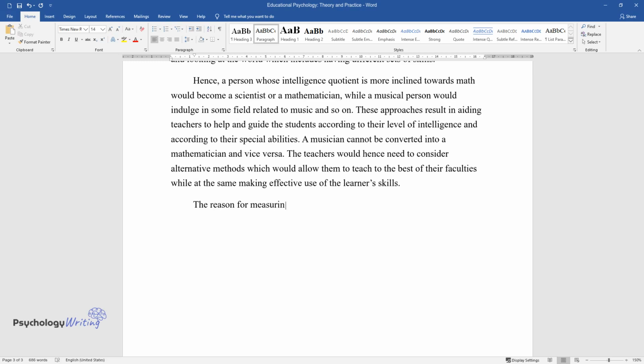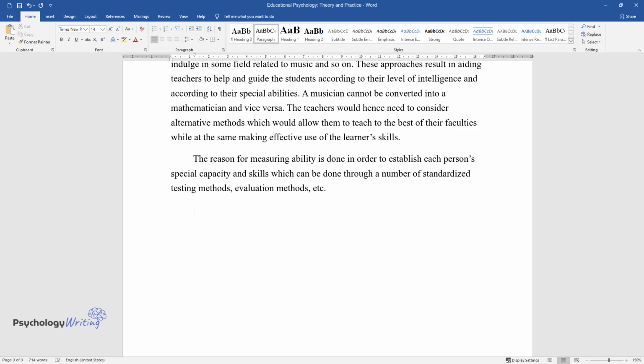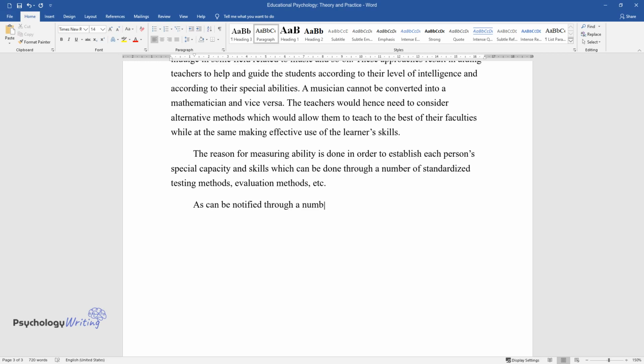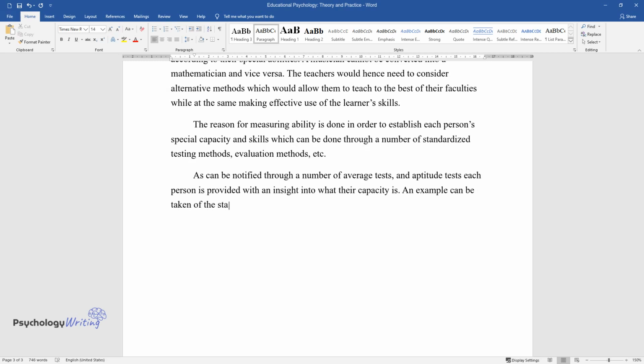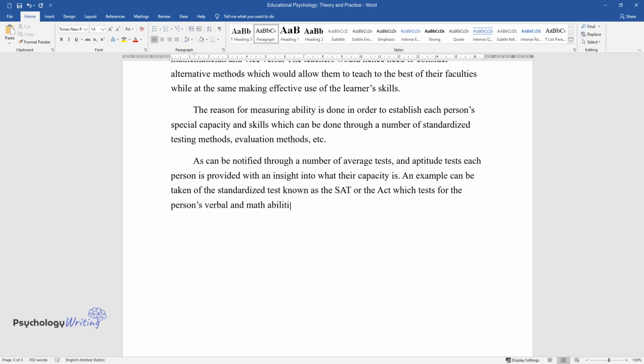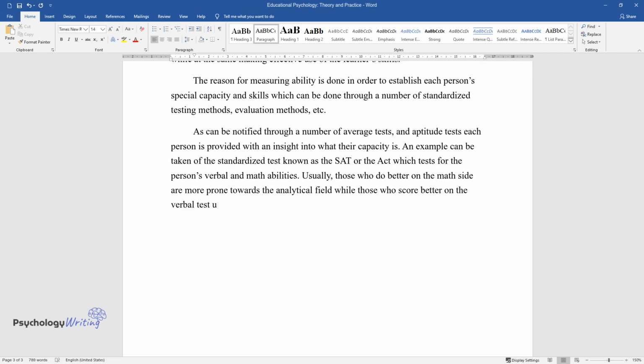The reason for measuring ability is done in order to establish each person's special capacity and skills, which can be done through a number of standardized testing methods, evaluation methods, etc. As can be noted through a number of average tests and aptitude tests, each person is provided with an insight into what their capacity is. An example can be taken of the standardized test known as the SAT or the ACT, which tests for the person's verbal and math abilities. Usually, those who do better on the math side are more prone towards the analytical field, while those who score better on the verbal test usually go on to do something in the field of writing and research.